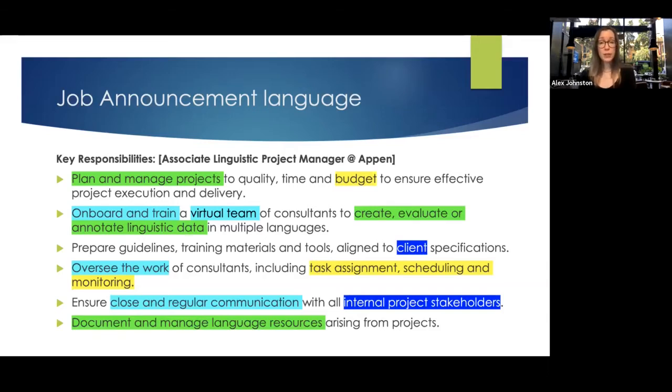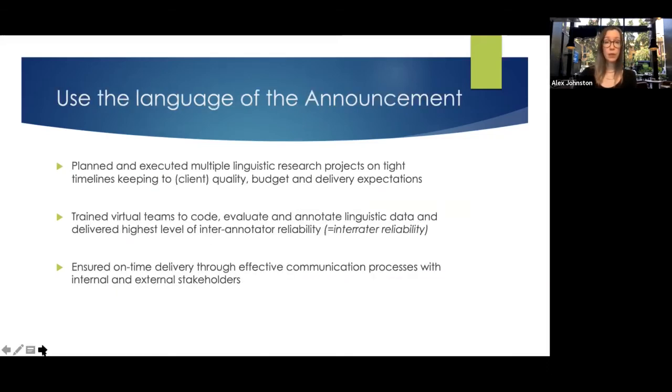In addition, we can see that there's communication required in order to do external communication. So in the blue highlight, your clients, the ones who have the timeline and are expecting a product, and also the internal project stakeholders, people within your organization, people who are working with you on the team. If you've ever worked on a team on a research project or a term paper, I think you've engaged in close and regular communication with both your team members, probably with your faculty members and other people who are involved in your project. And I bet many of you have documented and managed language resources. So using the language of that announcement, here are some sample bullet points.